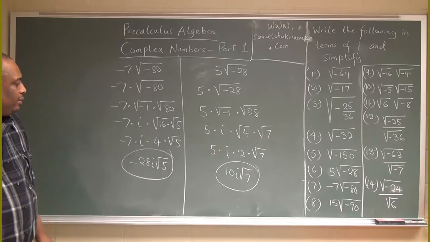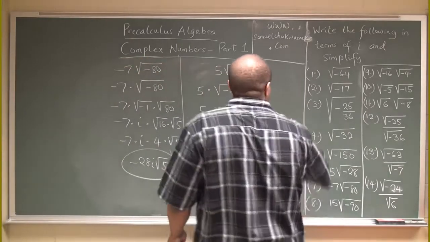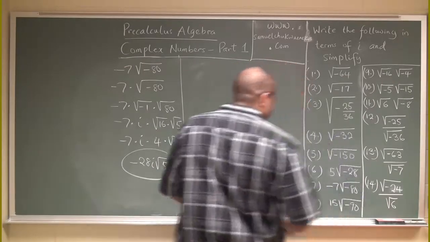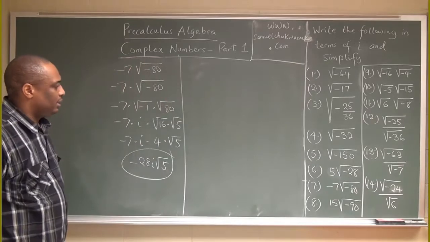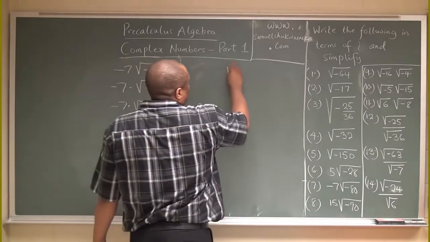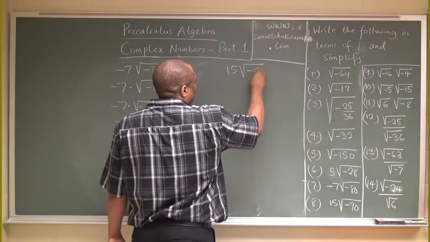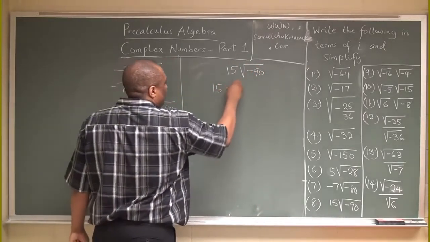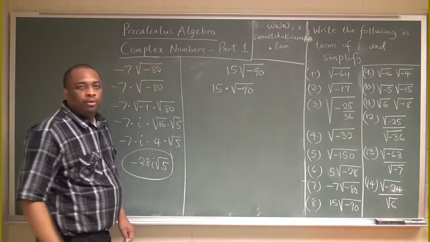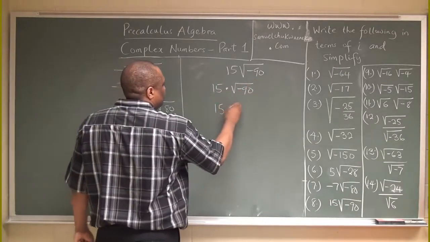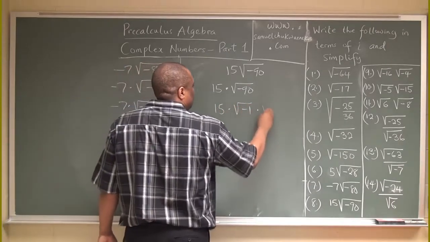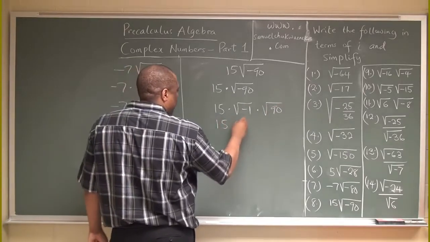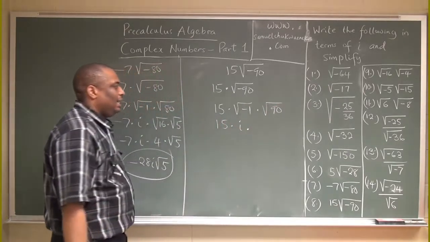Negative 28i square root of 5. Okay? We all want to express all this in terms of i. The next one, 15 square root of negative 90. This means 15 times square root of negative 1 times square root of 90, which means 15 times i times square root of 90.